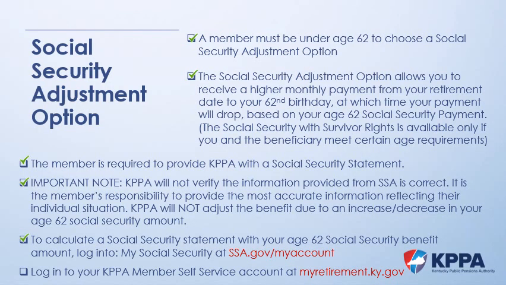If you plan to take one of these options, it's most efficient to provide KPPA with the Social Security statement prior to or with Form 6000, the notification of retirement. Whether providing KPPA with a Social Security statement, date of birth verification, or filing for your retirement benefits, all of this can be done in member self-service at myretirement.ky.gov.